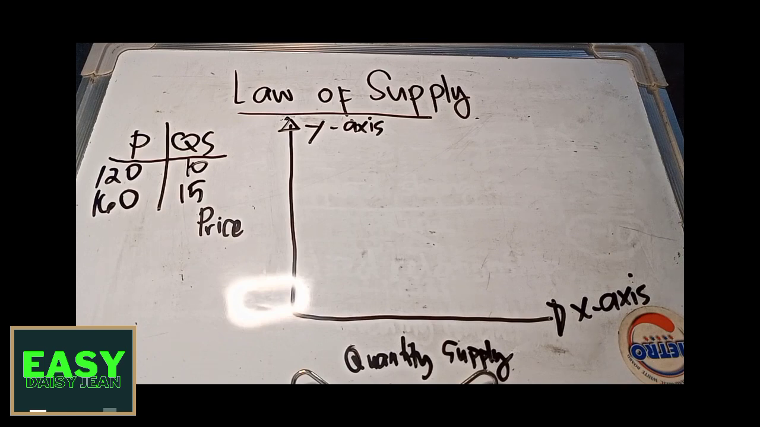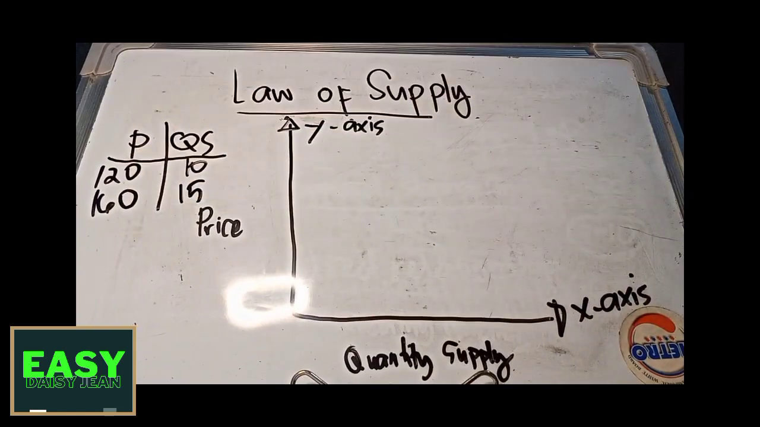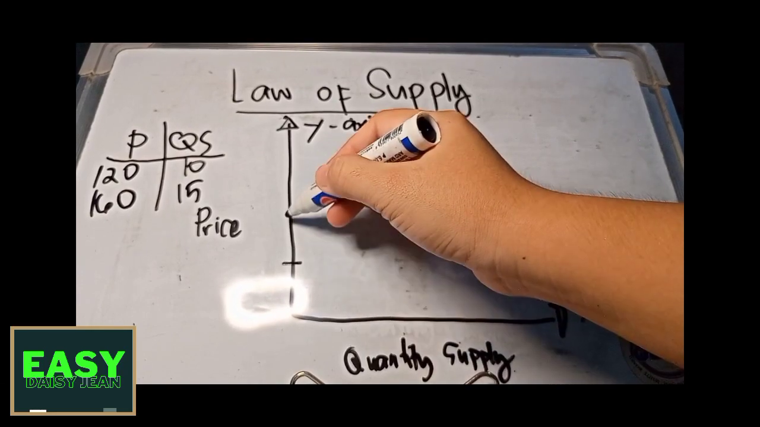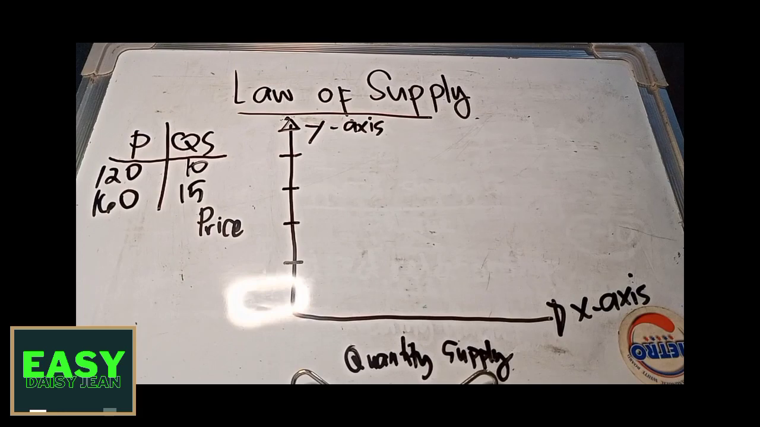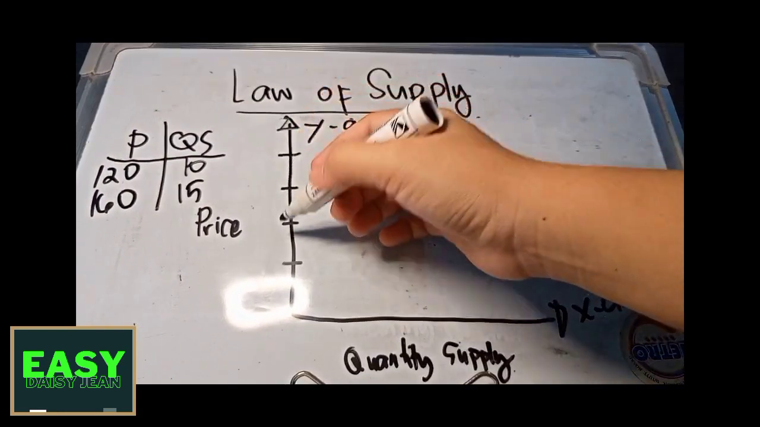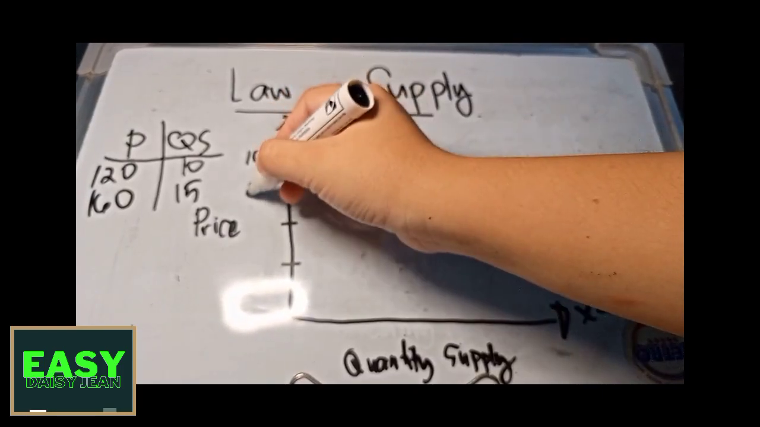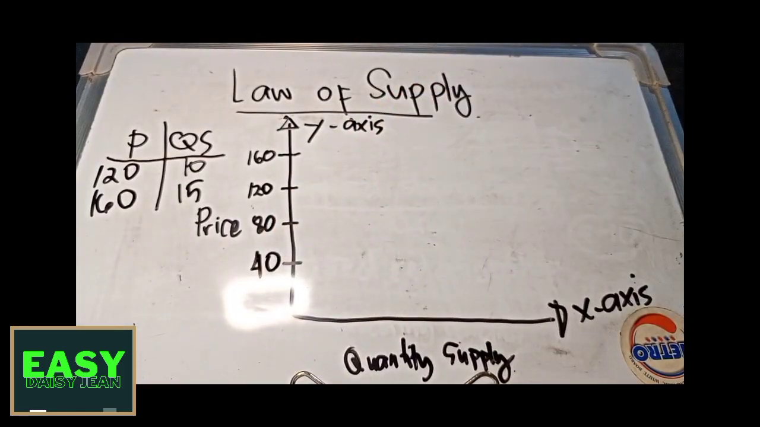So first, let us write down the prices. As you can see, we have 120 and 160, so we can make use of dividing it by 40. You have 40, 80, 120, and 160. Your graph should be equally divided, so in the y-axis and x-axis, it should be equally divided. So, 160, 120, 80, and 40.